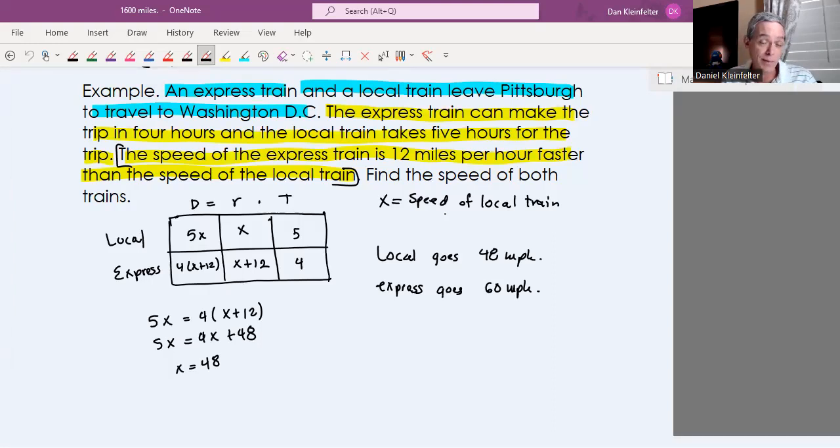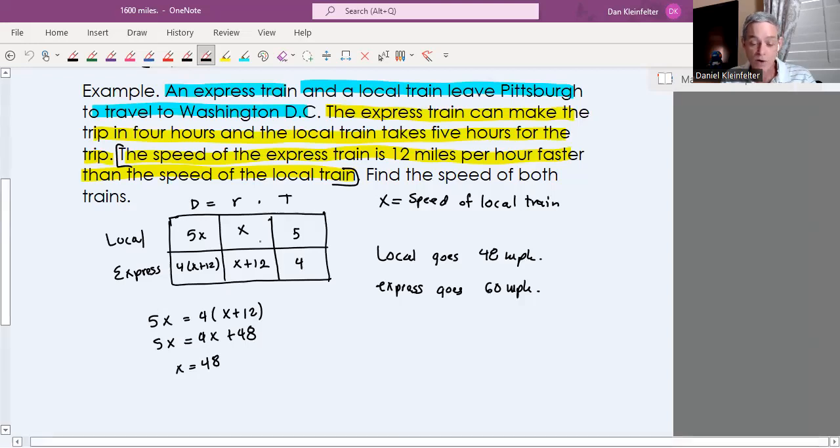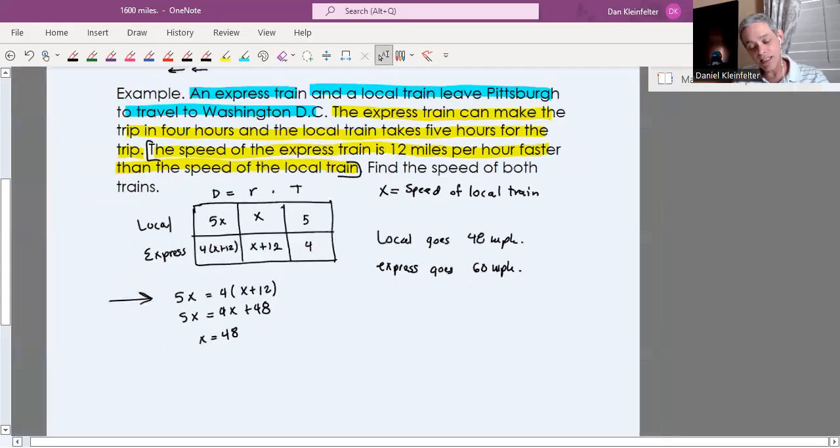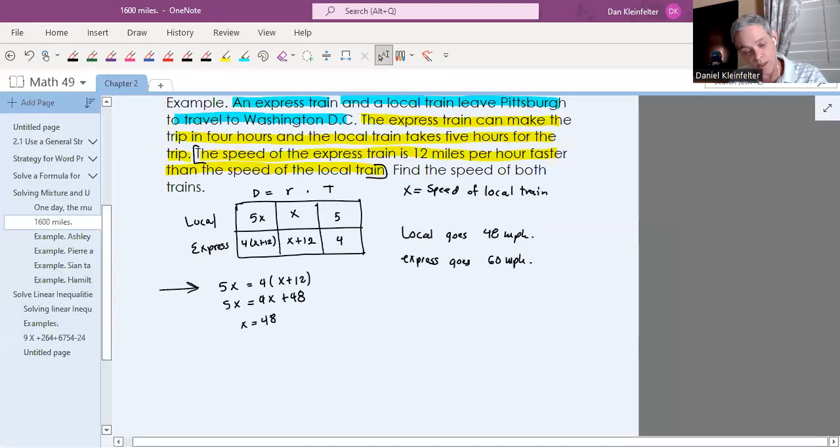Once we had the table completed, either with story information or using the distance equals rate times time formula, we figured out what has to equal what. That gave us an equation that we could solve. That takes us to the end of this example. We do have another one that we're going to do right now.